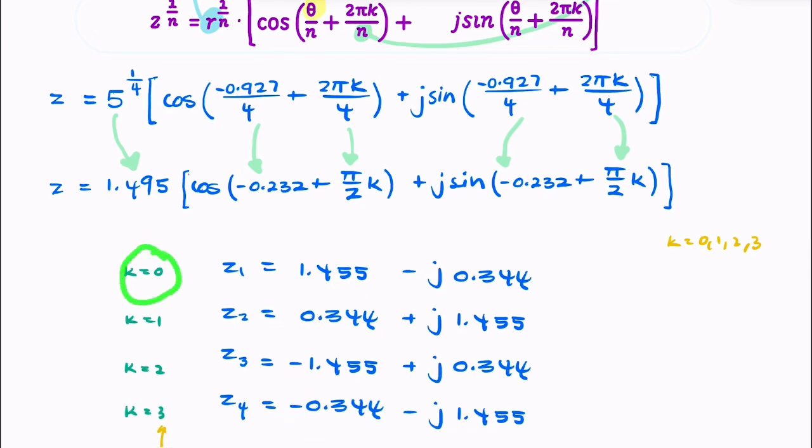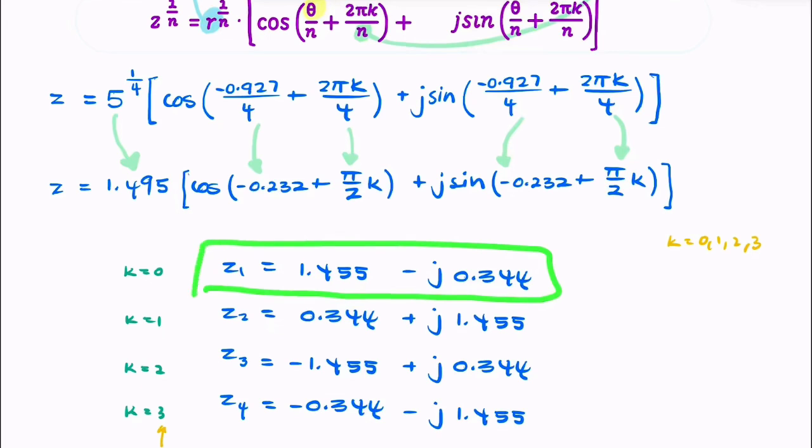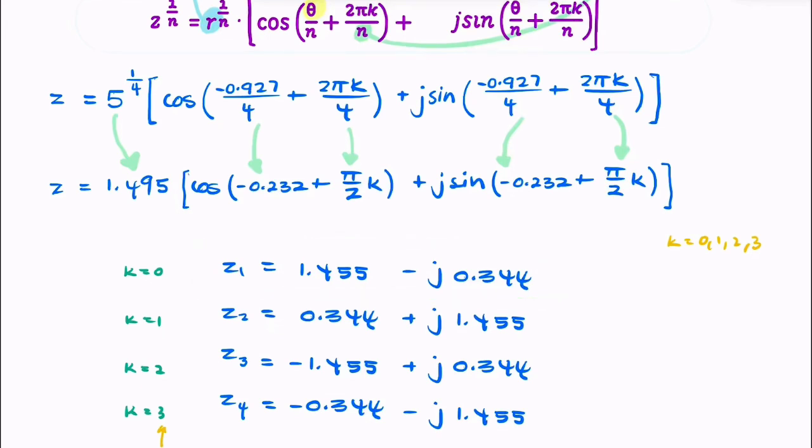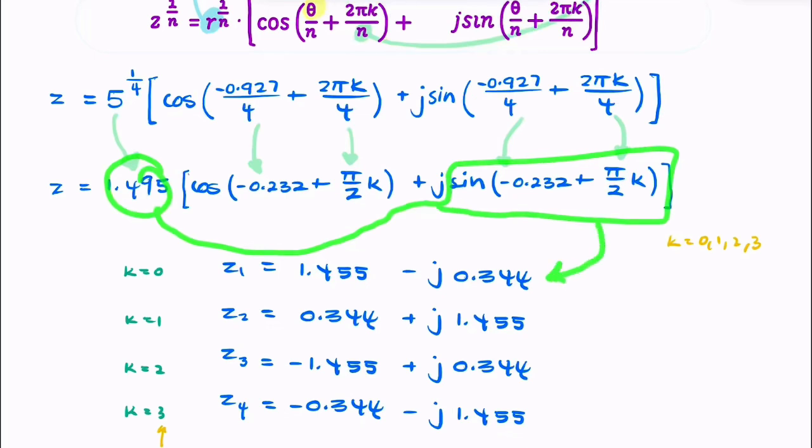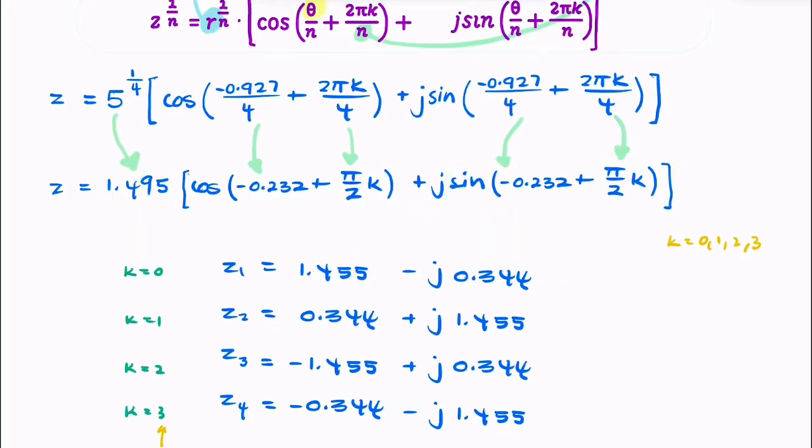So if you substitute 0 in there and in there, make sure your calculator's in radians, that will give you your first value. So obviously you'd need to put this in your calculator to find the real part, and then this multiplied by this to find the imaginary part. And then you just repeat that for k equals 1, 2, and 3. So you end up with your 4 roots, z1, z2, z3, and z4, to 3 decimal places.